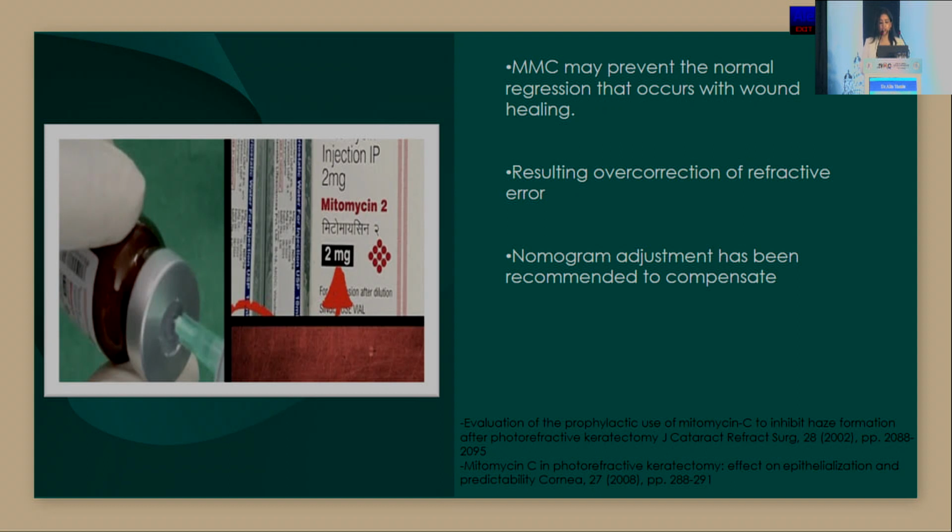Apart from that, MMC may prevent the normal regression that occurs with wound healing. This is another important factor. It results in an overcorrection of the refractive error. Hence, a nomogram adjustment has to be done to compensate for this, so the planned ablation should be decreased to prevent a hyperopic outcome.